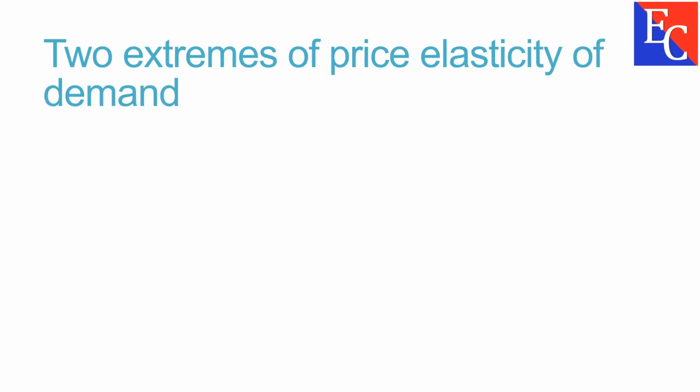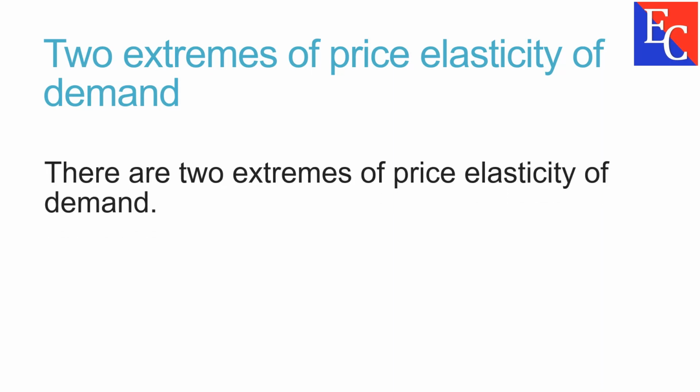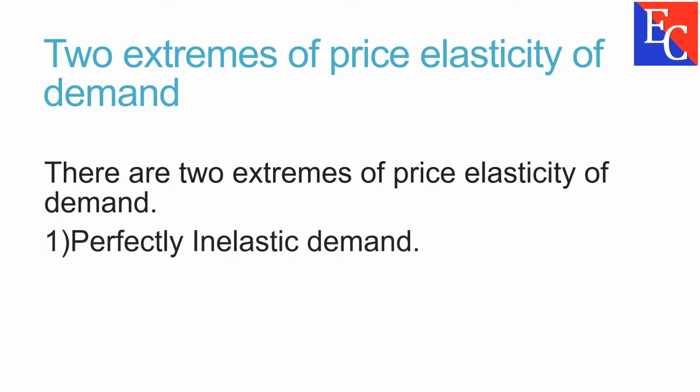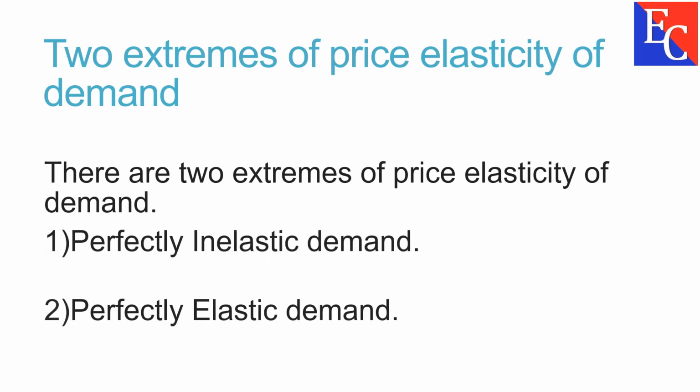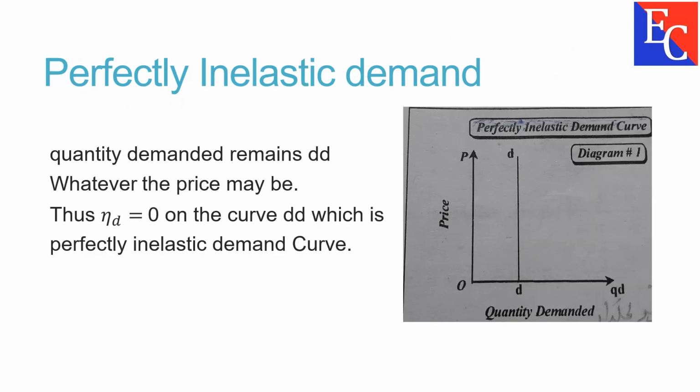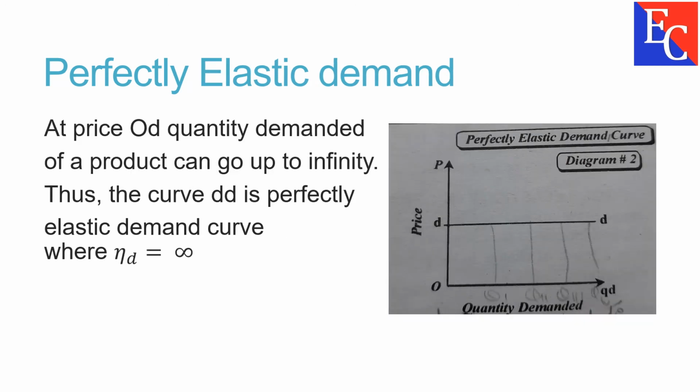Two extremes of price elasticity of demand. There are two extremes of price elasticity of demand. Number 1, perfectly inelastic demand. Number 2, perfectly elastic demand. Perfectly inelastic demand. Quantity demanded remains the same whatever the price may be. Thus elasticity of demand is equal to 0 on the curve DD, which is a perfectly inelastic demand curve.